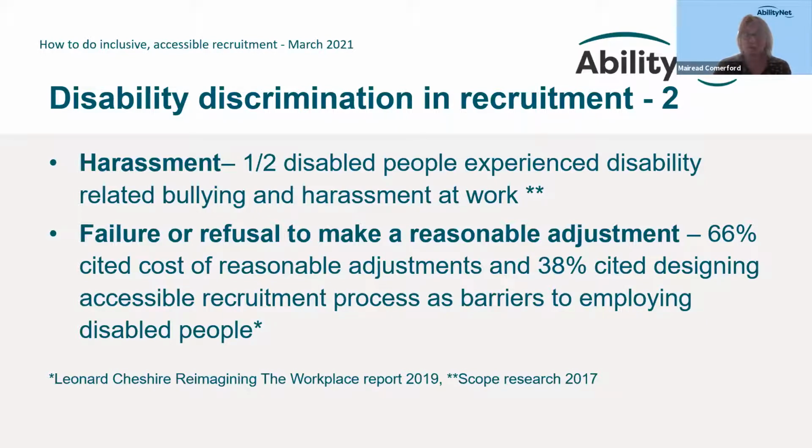So reasonable adjustments. The Equality Act places a duty on all of us as employers to make reasonable adjustments for disabled candidates at all stages of the recruitment process. And this really is to remove the barriers faced by the disability, so the individual can work and apply for jobs in the same way as someone without that disability. And if you look at the stats there, 66% cited, 1 in 2 disabled people experience disability-related bullying and harassment at work.